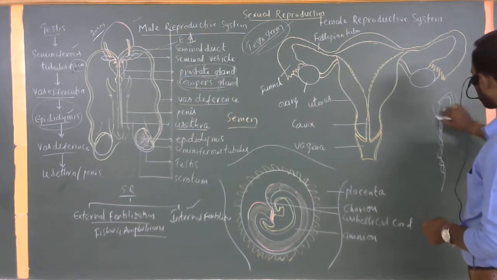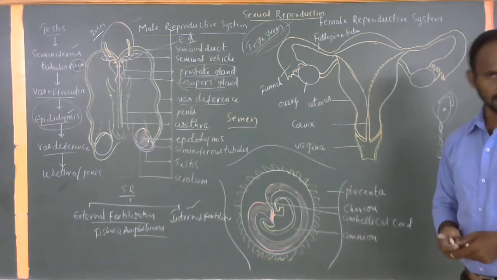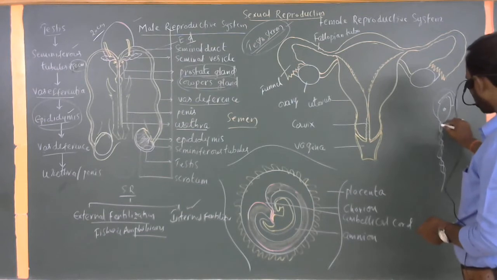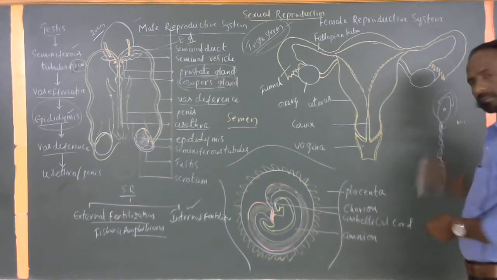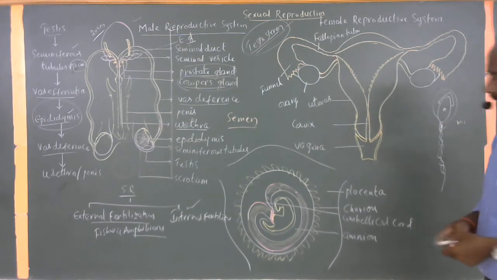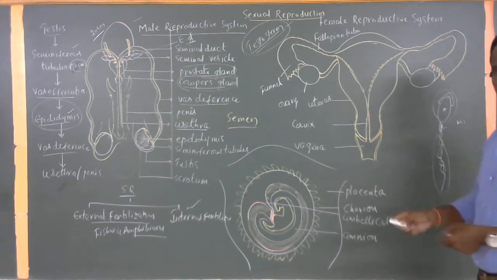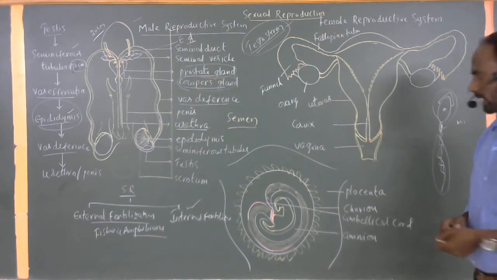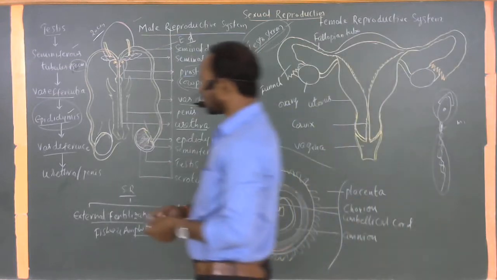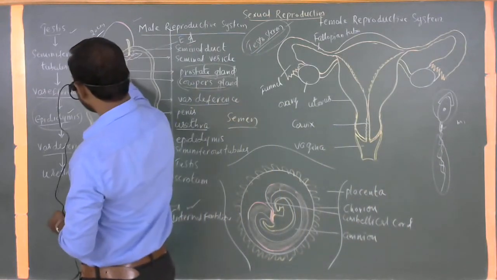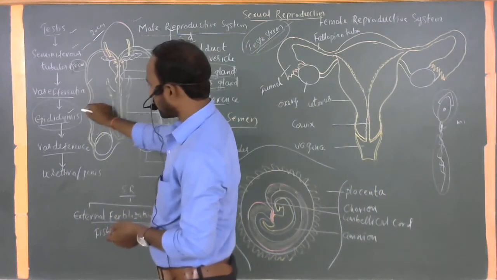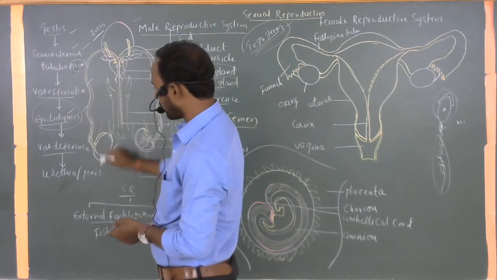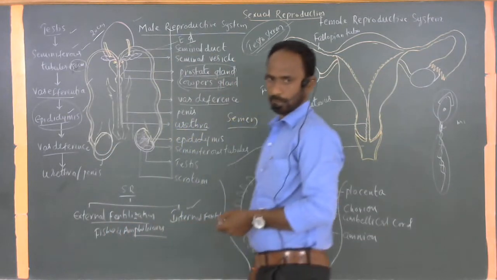The head region is also useful for the process of fertilization. The middle part contains the mitochondria, which gives energy to the sperm cell. And the last tail part is useful for swimming within the female reproductive system itself. Clear? Okay. So these are the orders: testis, seminiferous tubules, vas efferentia, epididymis, vas deferens, and urethra, which runs through the penis itself.